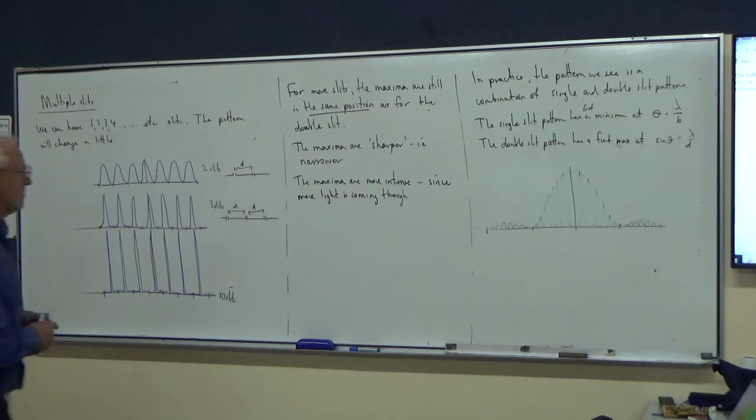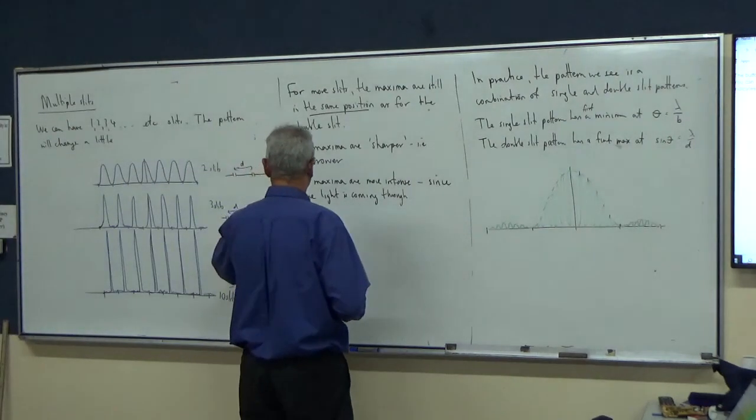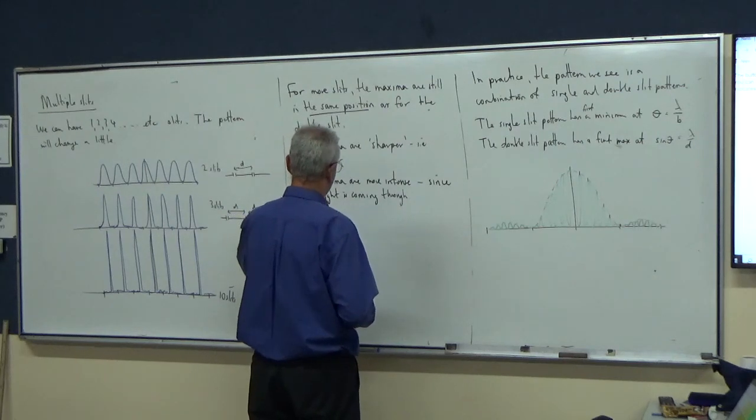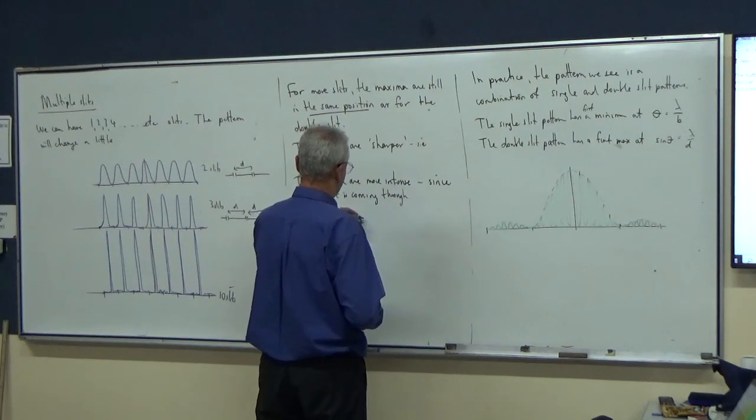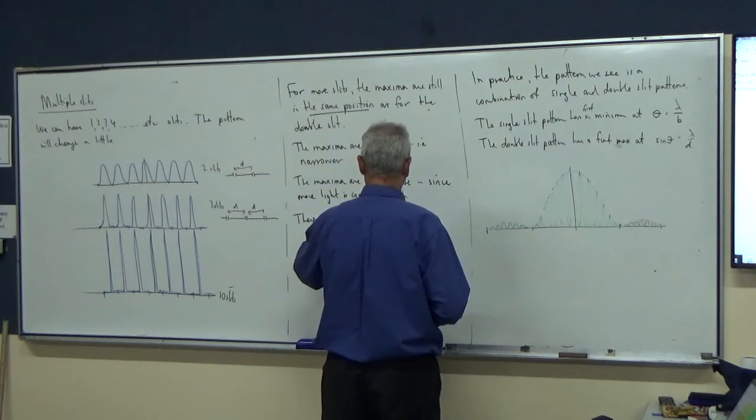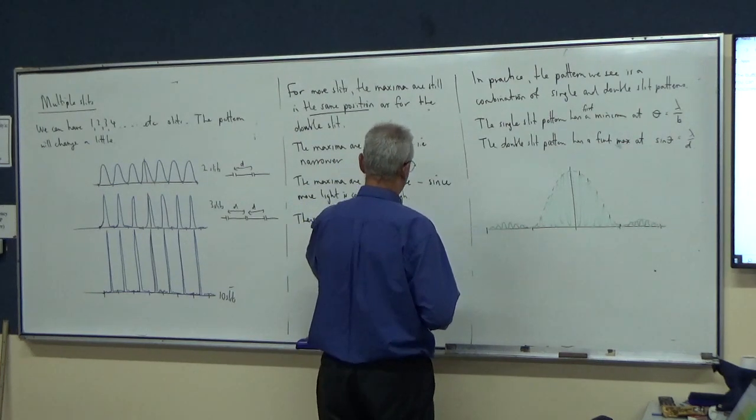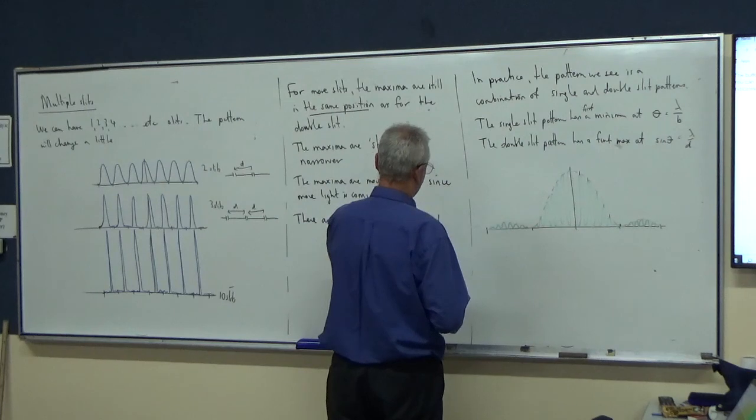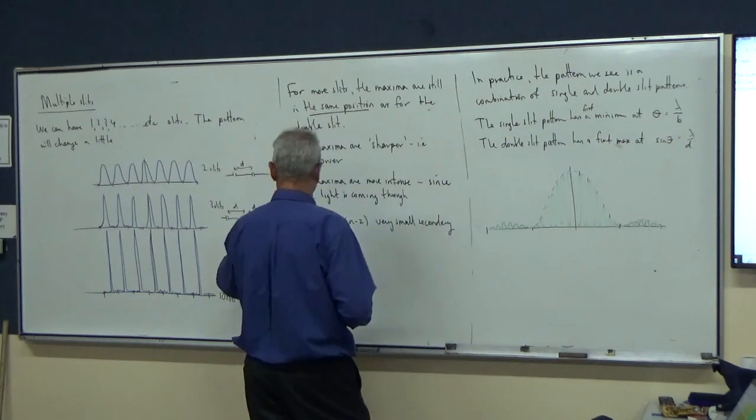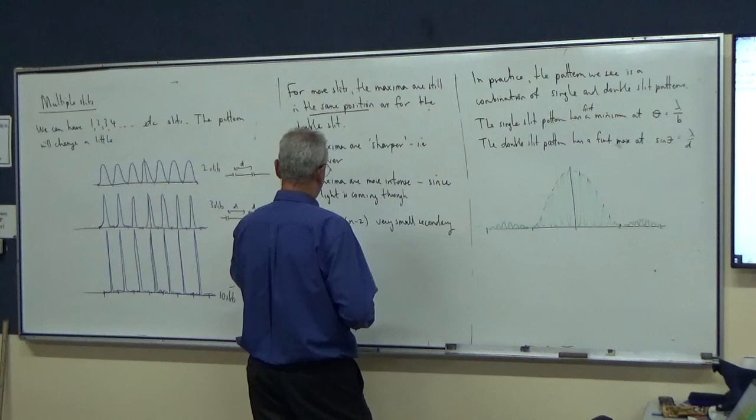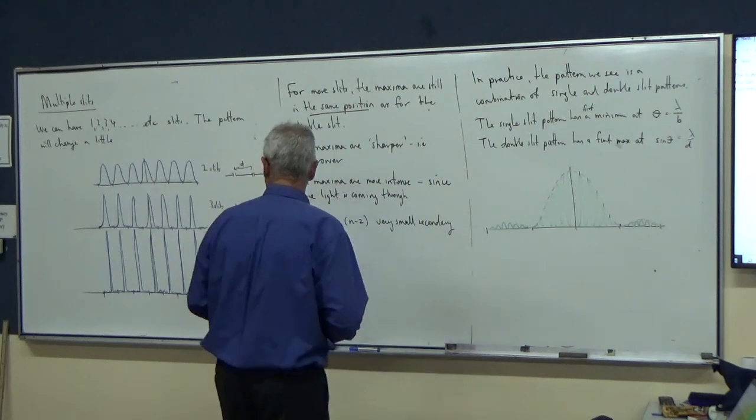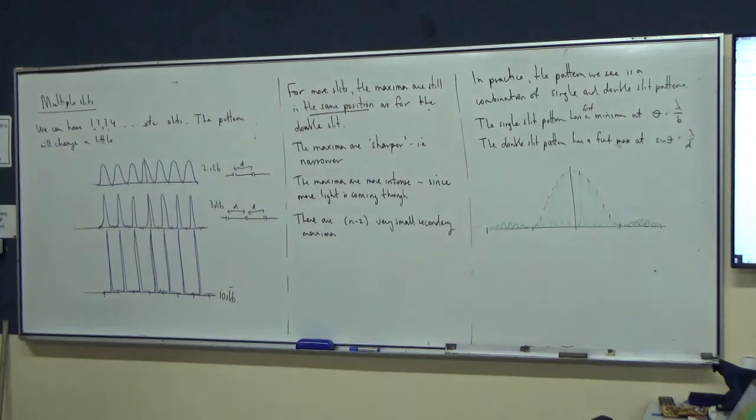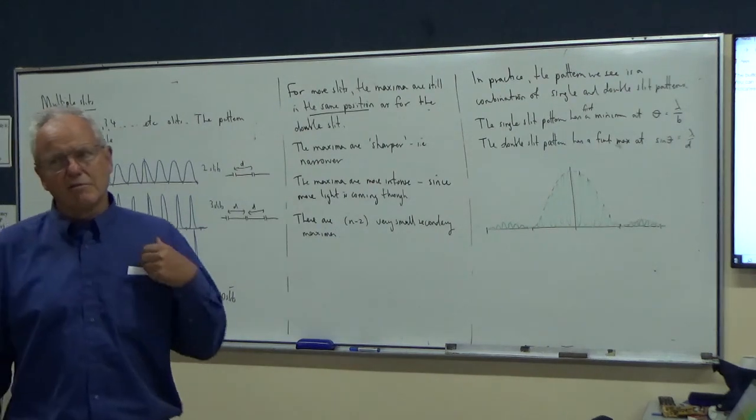So, let's see the maximum. N minus 2, very small secondary maxima. They're not all equal, it doesn't really matter. Just to mention secondary maxima can get you a point, but you wouldn't even need that.